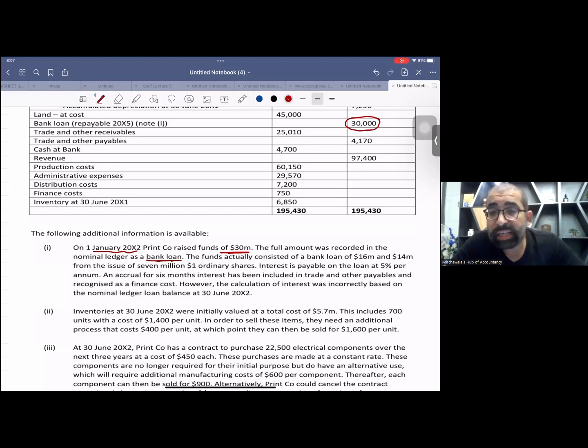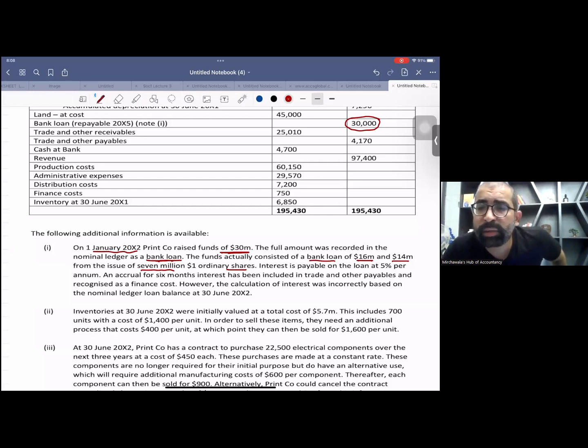But in reality, what's the truth? The funds actually consisted of a bank loan of 16 million and 14 million from the issue of 7 million ordinary shares. So out of this 30 million, 16 million is the bank loan and 14 million is the share issue. How many shares? 7 million shares. We issued 7 million $1 ordinary shares for $14 million.